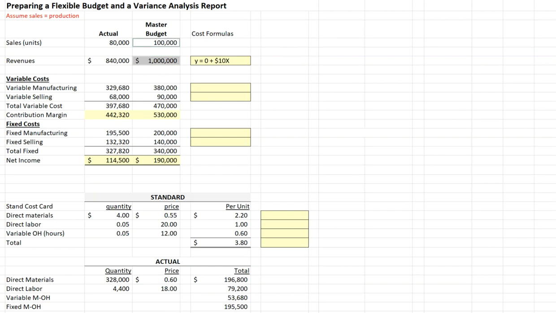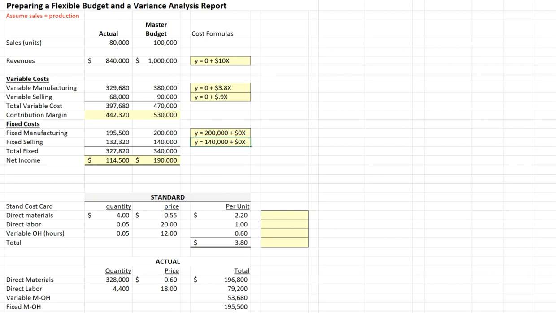sales. The cost formula then for variable manufacturing overhead will be 0 for the fixed component because these are variable costs, and we take our $380,000 in budgeted cost divided by the 100,000 budgeted units and get $3.80 per unit. The cost formula for variable selling cost is 90 cents per unit. Our cost formula for fixed cost is simply y equals 200,000 plus 0x. Again, there's no variable component. For fixed selling, it's y equals 140,000 plus 0x.